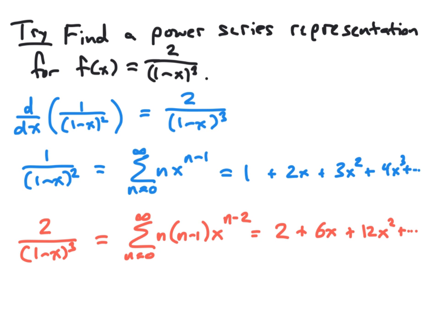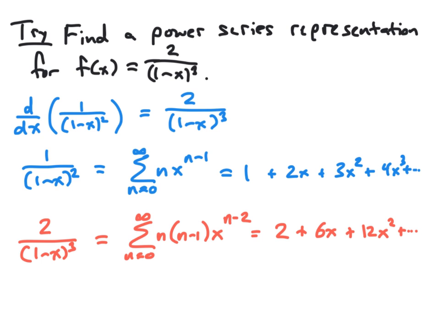Following the provided hint, if we differentiate the function from the previous example, 1 over 1 minus x quantity squared, we obtain the function considered here, 2 over 1 minus x quantity cubed. This means in order to find the power series representation that we're looking for, we simply need to apply term-by-term differentiation to the power series obtained in the previous example. So we start with the power series representation for 1 over 1 minus x quantity squared, which we saw was the series from n equals 0 to infinity of n times x to the n minus 1. The first few terms of this would be 1 plus 2x plus 3x squared plus 4x cubed, etc.